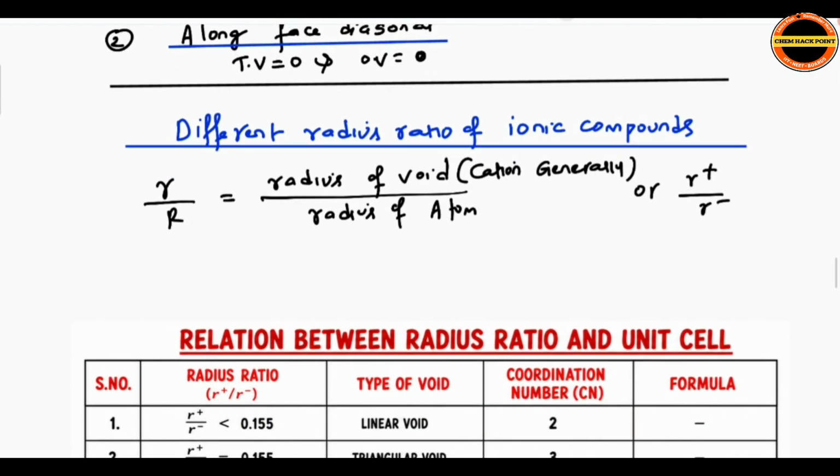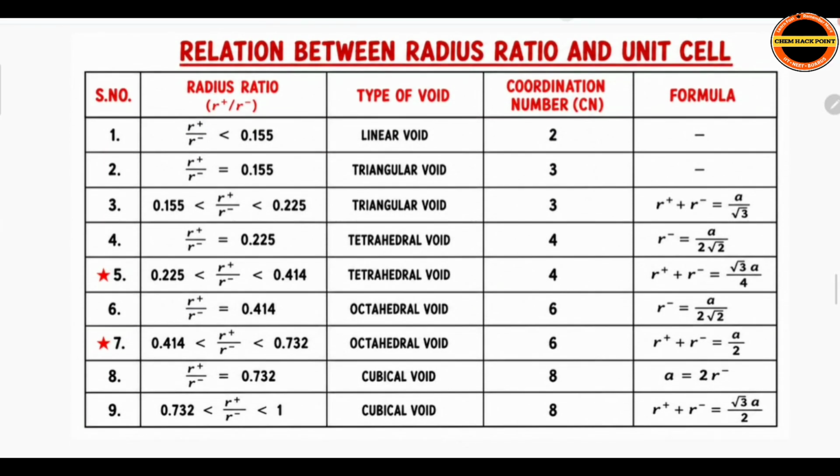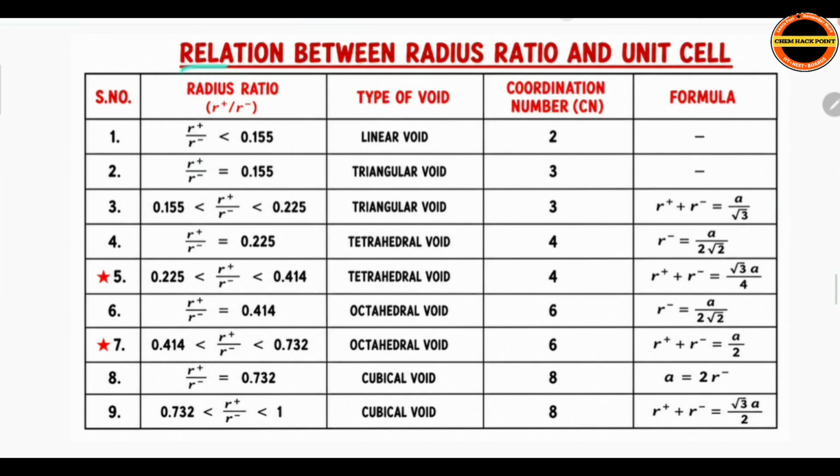Next, different radius ratios of ionic compounds. Here we are mainly going to focus on the radius of void by the radius of atom, or the radius of the smaller atom by the radius of the larger atom, or generally the radius of cation by the radius of anion, because the cation is generally smaller than the anion. See here, one table is given, and it is most important. It gives the relation between radius ratio and unit cell: radius ratio, type of void, coordination number, and formula are also given. Around 9 different cases are given.